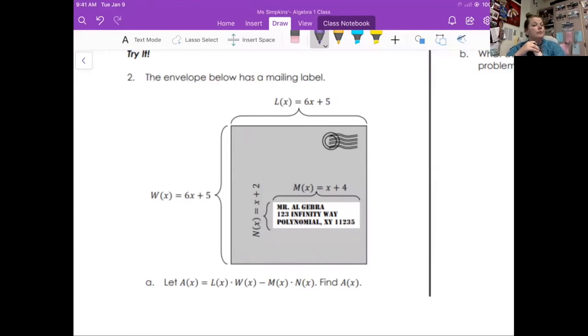Minus what, Zion? The area of what? Do you know what that's called? It's a mailing label. Yeah, it's something you stick on an envelope. So we're going to find the area of the entire envelope, and we're going to subtract the area of just the label. So we need to use the box method on the whole envelope and the box method on the label, and then subtract. So let's just do the envelope first.